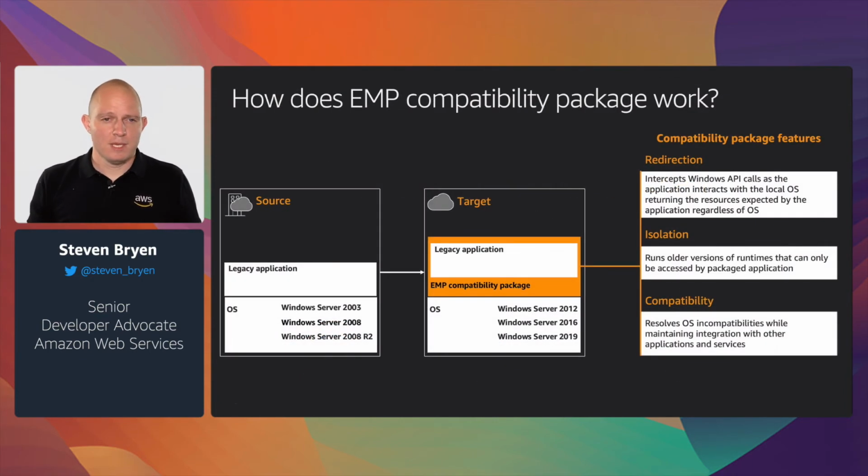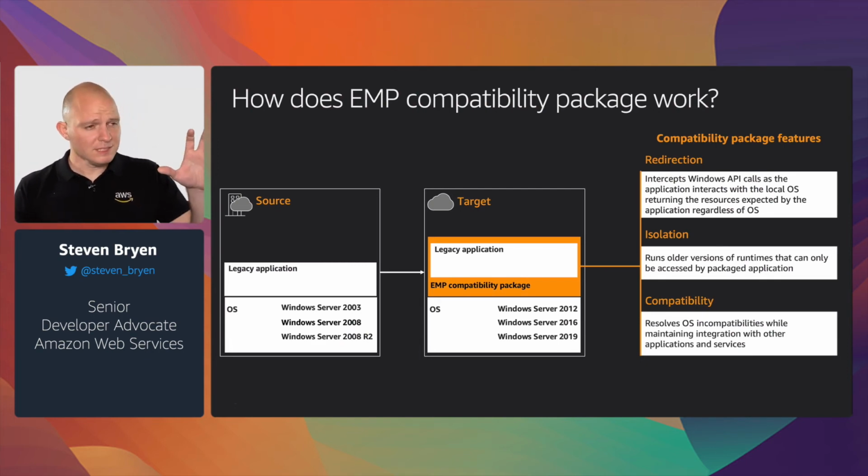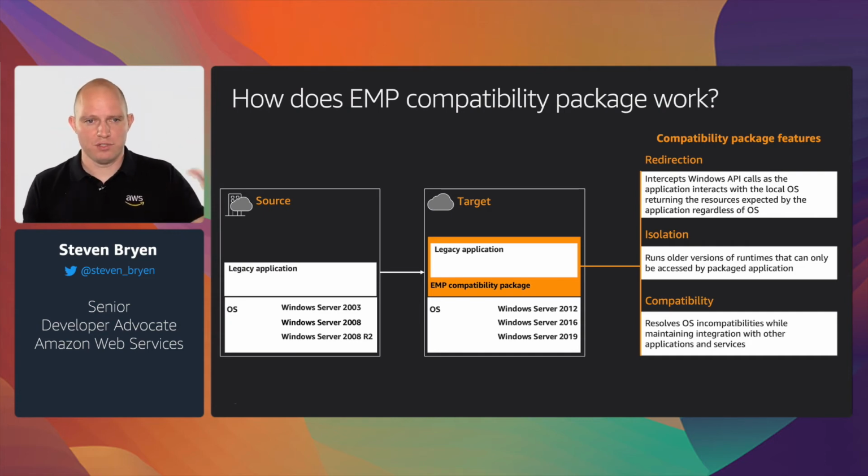So the way this works is you have your legacy application, and this application is running on an older unsupported version of Windows Server, let's say 2003 or 2008, one of the iterations of 2008. And what the EMP compatibility package does is it actually assesses your legacy application in that environment. And it's got two supported options. The first option is if you have the installation media available. What this will do is it will basically snapshot and then record the delta of changes that are made when that application is installed.